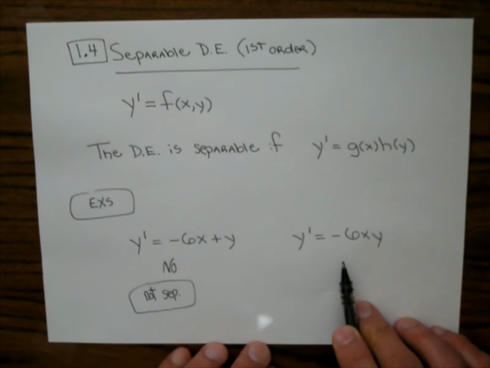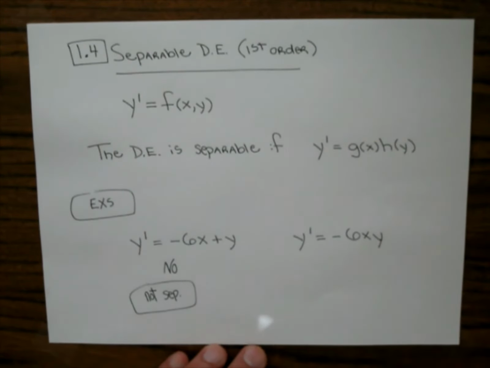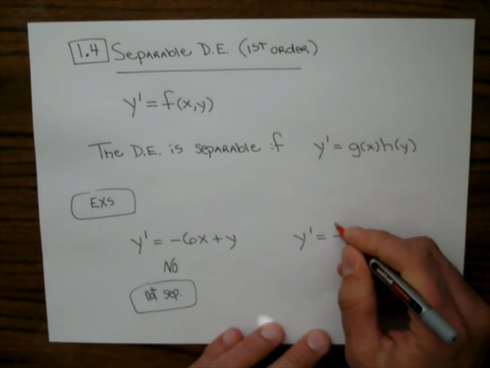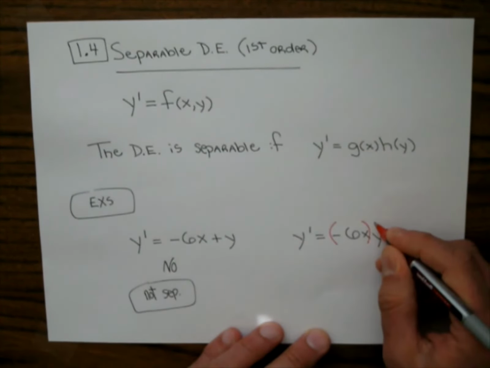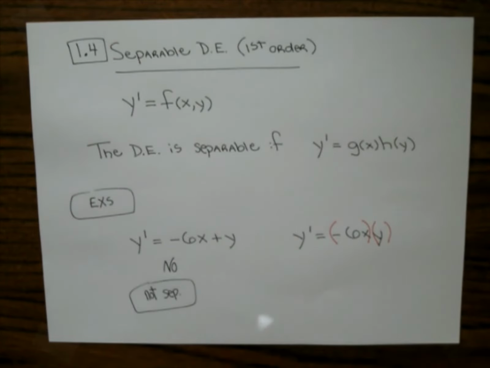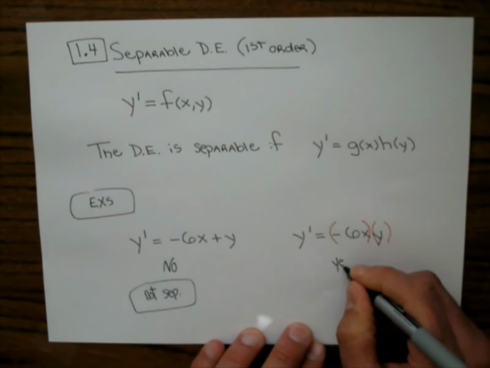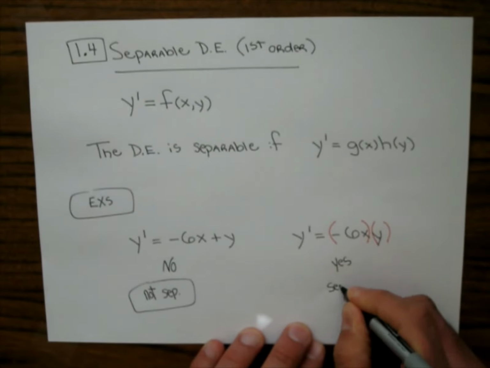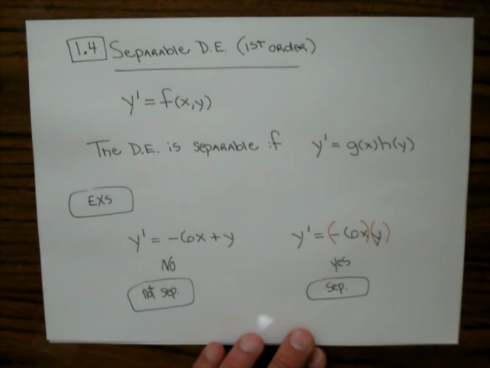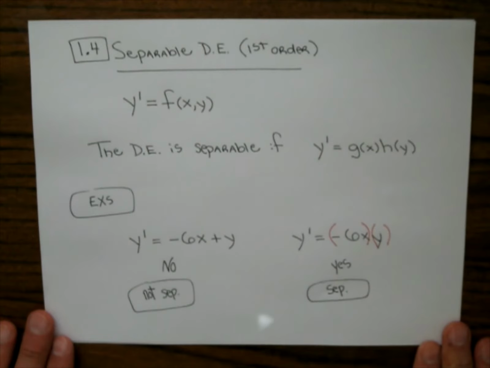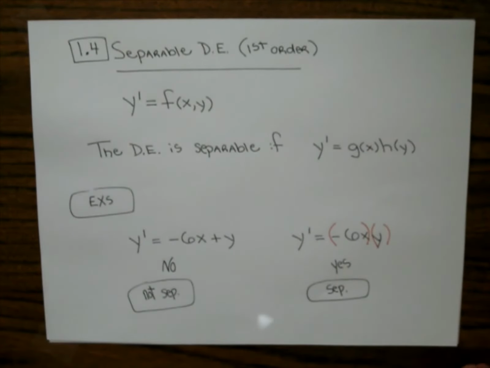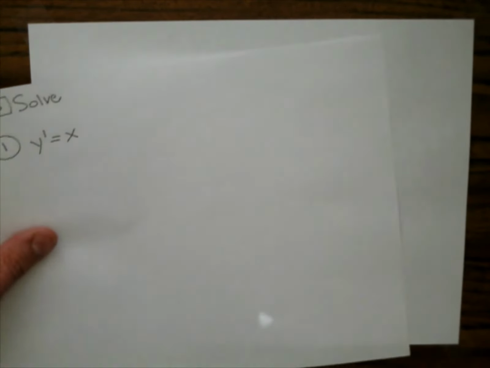And what about this one right here? This one we can separate with multiplication. There's g of x. There's h of y. So this one is yes, it is separable. Now this might be something you remembered doing in calculus 2. It's probably exactly what you did in calculus 2, separable equations. Let's go ahead and solve some differential equations.